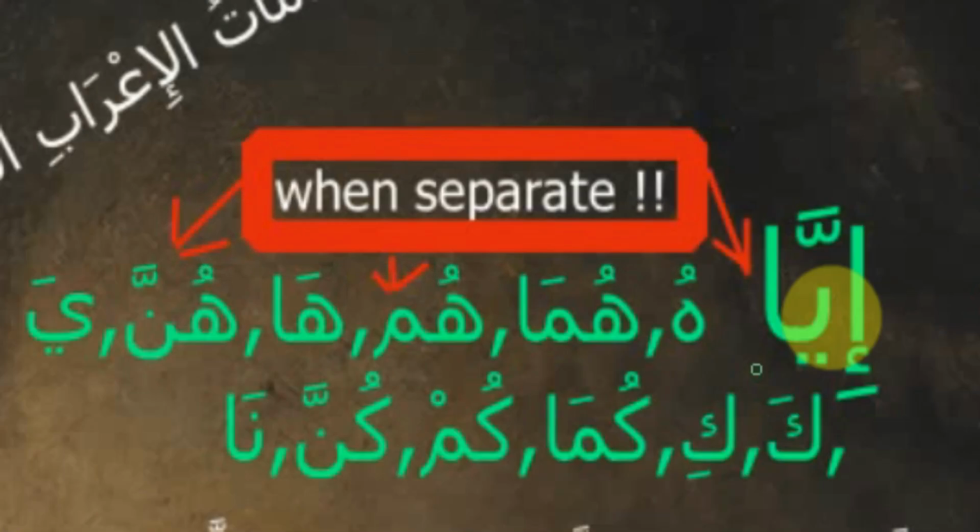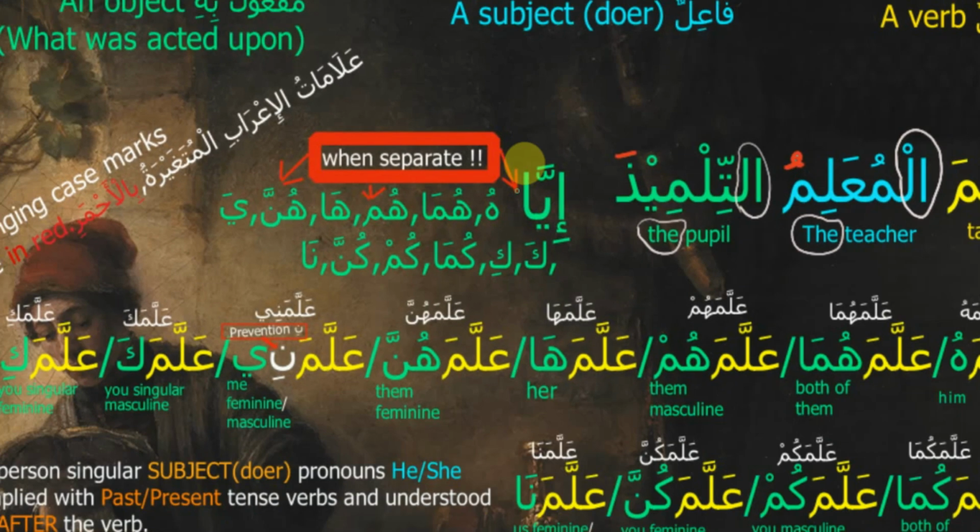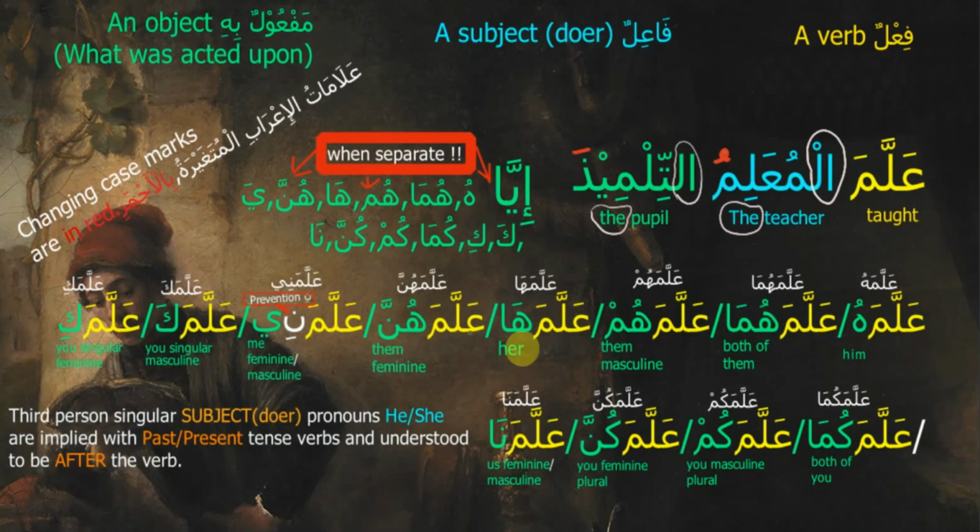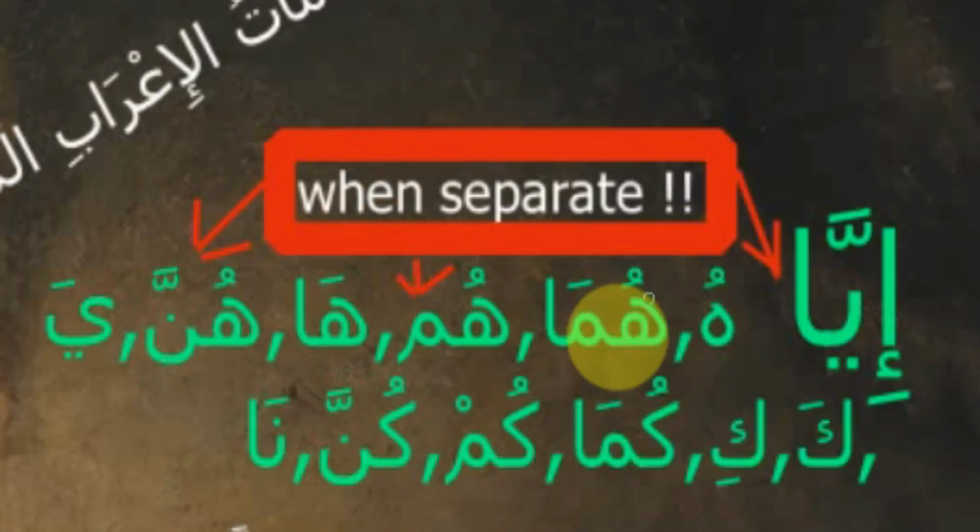Now, إياه here: if you add إيا before any one of these pronouns, هم, ها, هما, or this ya by itself, إياي, you say إياه, إياهما, إياهم, إياها, إياهن, إياي, إياك, إياكِ, إياكما, إياكم, إياكن, إيانا. If you add this إيا, it becomes a separate pronoun.